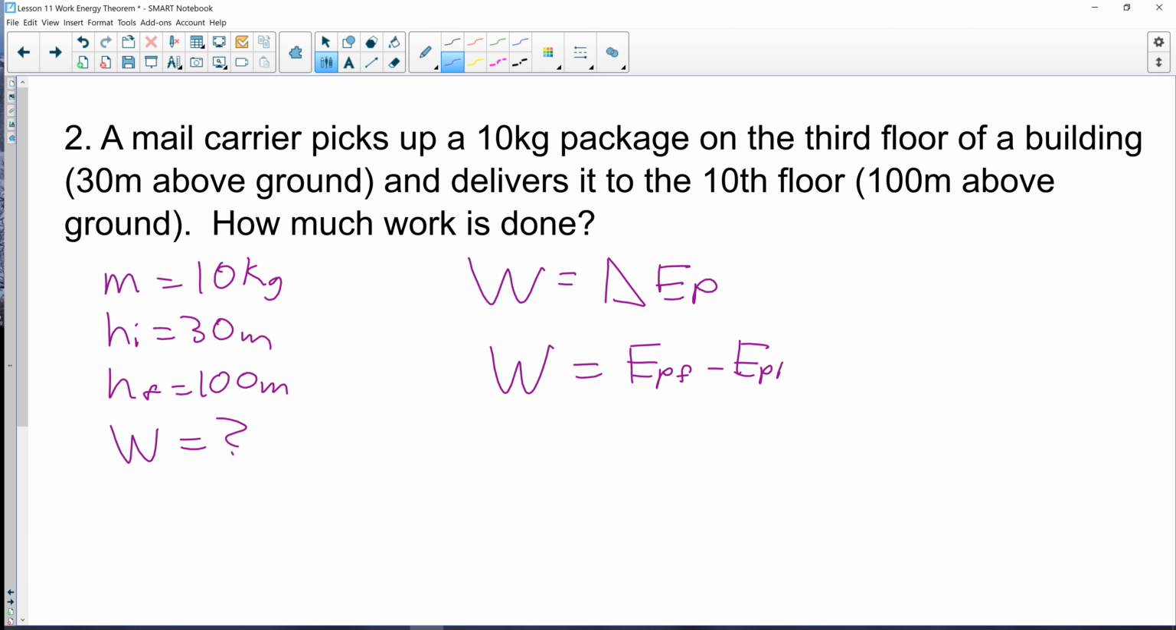Okay, how do I calculate potential energy? What's the formula for that? Adam, what's the formula for potential energy? Okay, who can tell? MGH. Okay, so the work being done here is going to be the final potential energy, which is M times G times the final height, minus M times G times the initial height. That should calculate the change in the potential energy of the package.